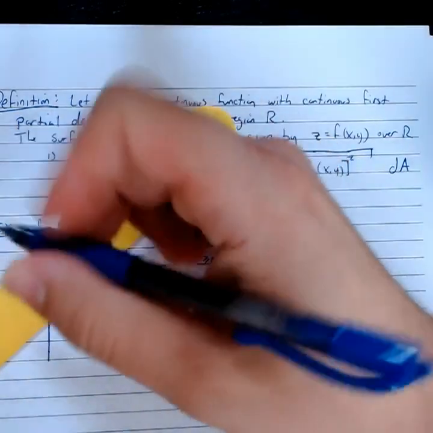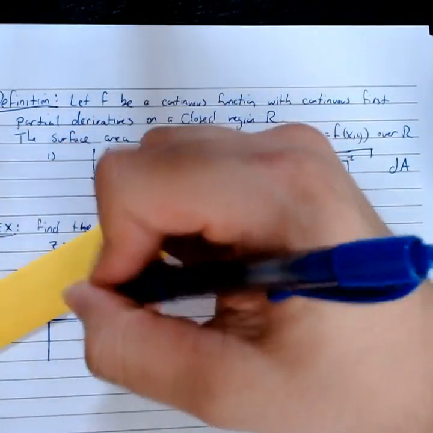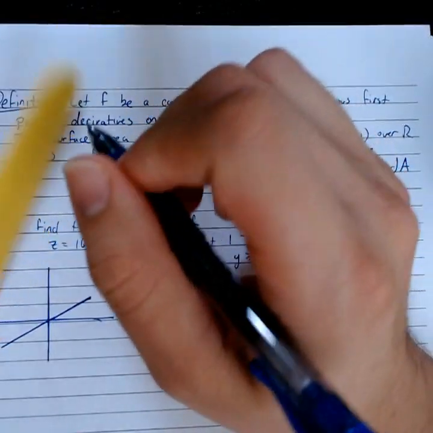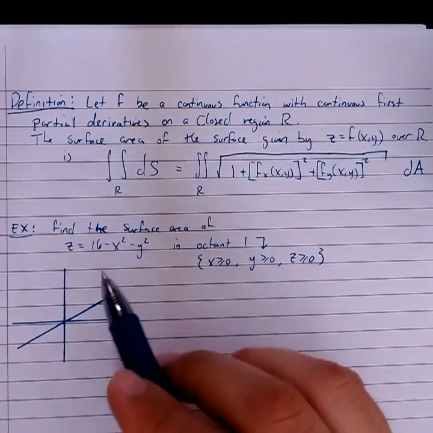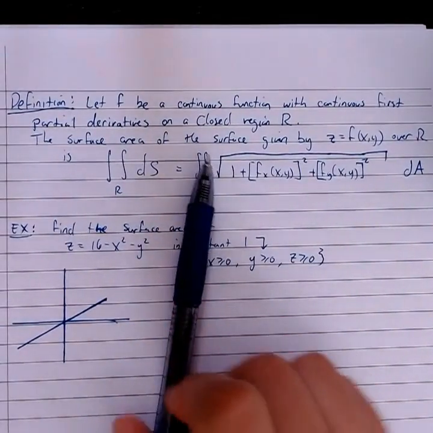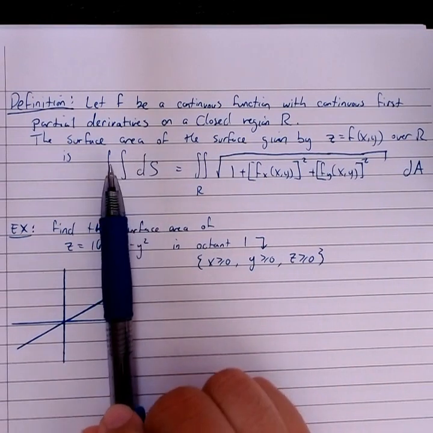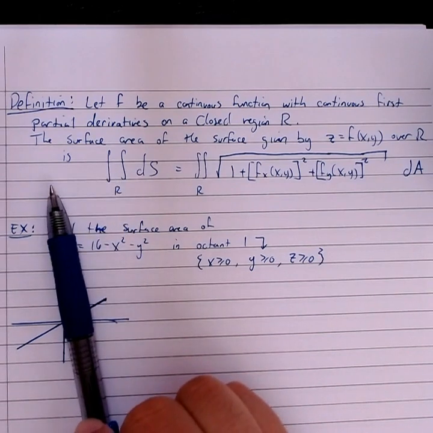So here I have a paraboloid. And of course, we've sketched plenty of these before. If you look at the traces, that's a parabola facing down with a height of 16. Right? And that is a circle of radius 4.